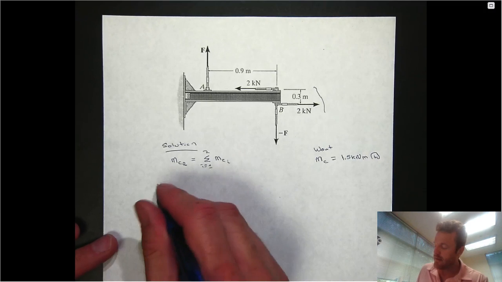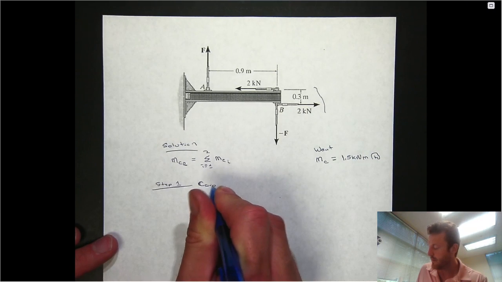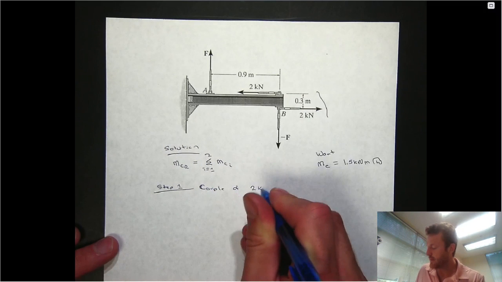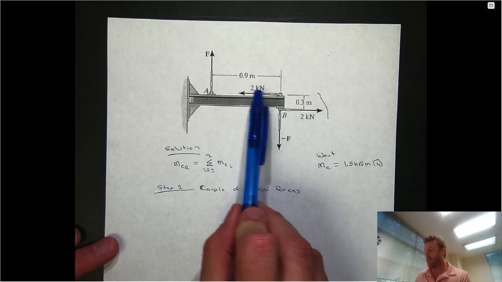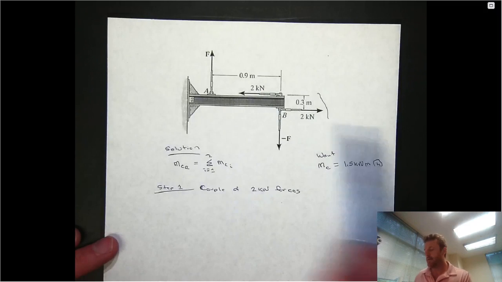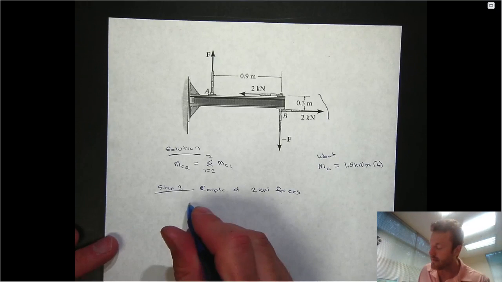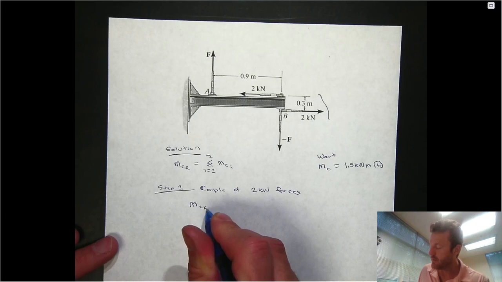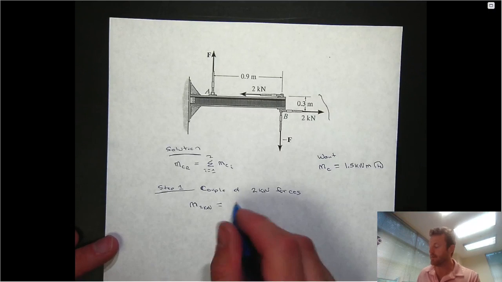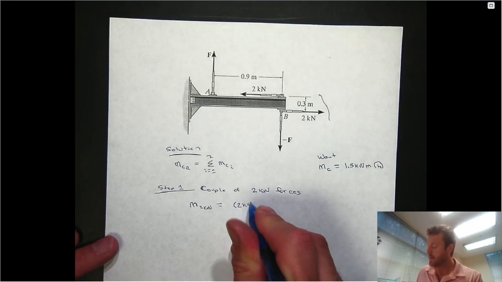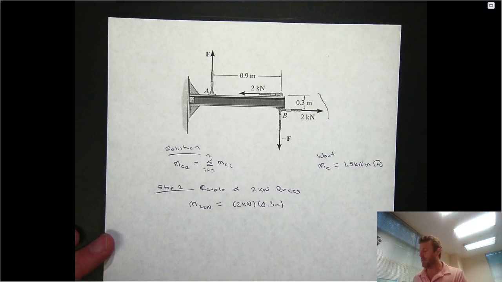So let's do it. Step one, let's compute the couple of the 2 kilonewton forces. First of all, just make sure it is a couple. Notice that they have equal magnitude, opposite direction, and their lines of action are perpendicularly separated by 0.3 meters. And what that means is that I can just write M of 2 kN if I would like. Going back to our scalar formulation, since this is a simplistic setup, I can say it's the magnitude of the force, 2 kilonewtons, times the perpendicular distance separating, 0.3 meters.